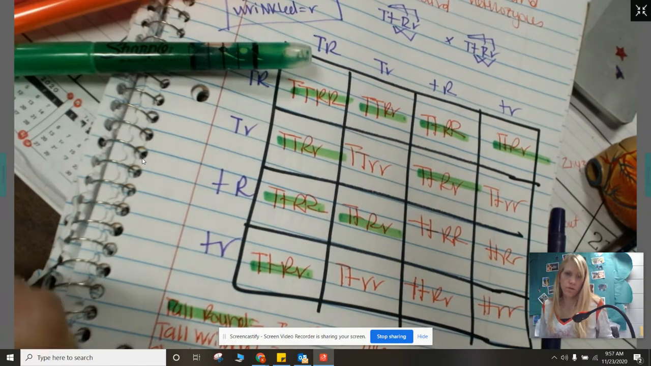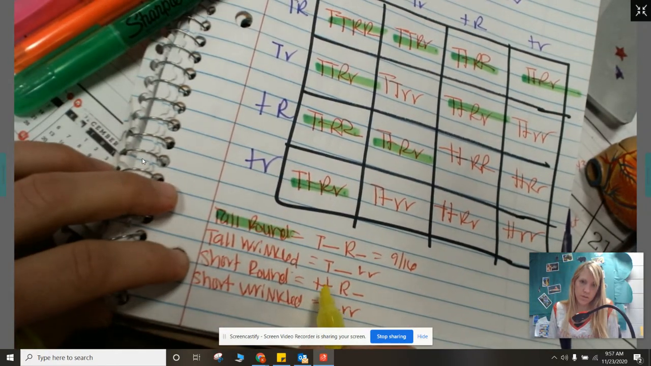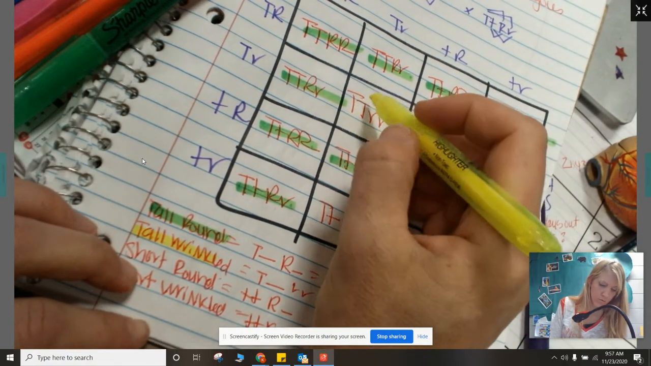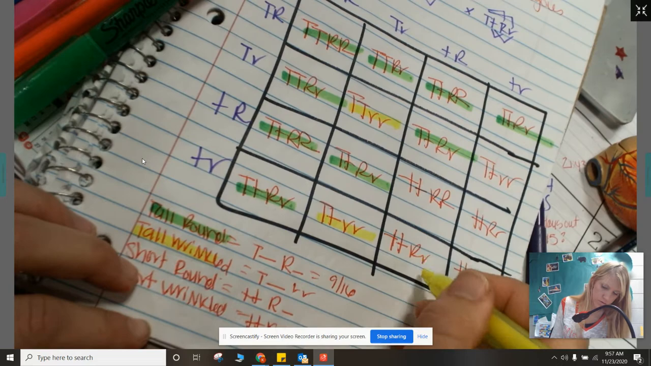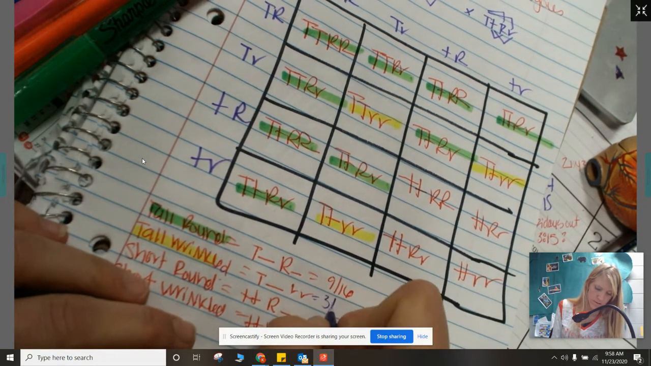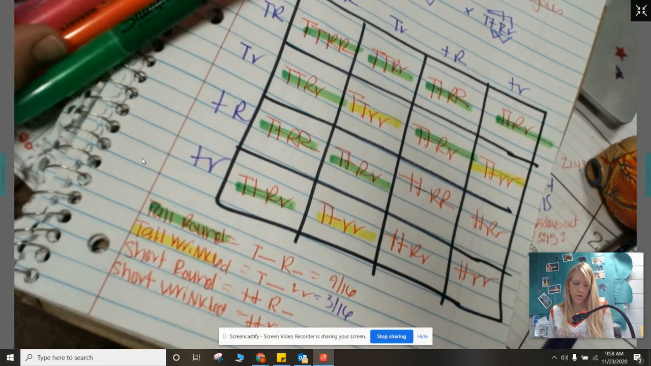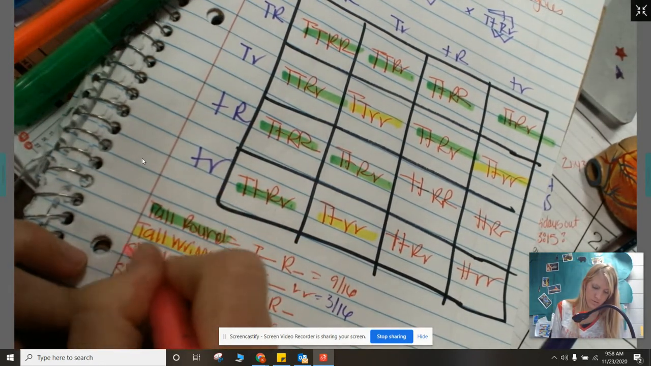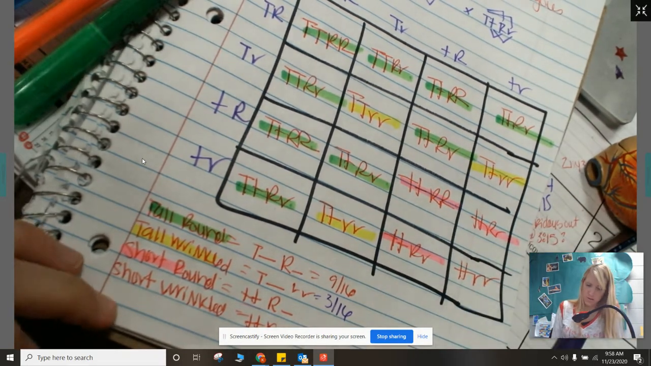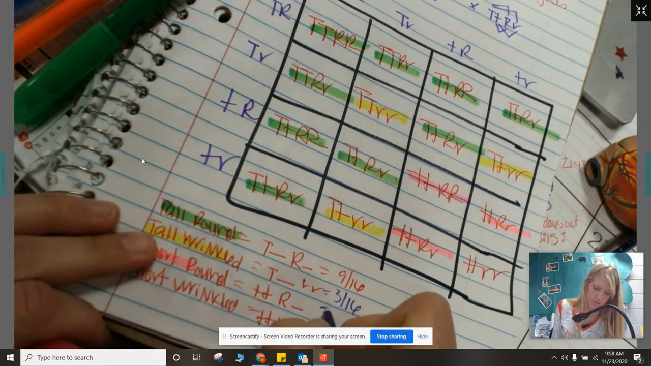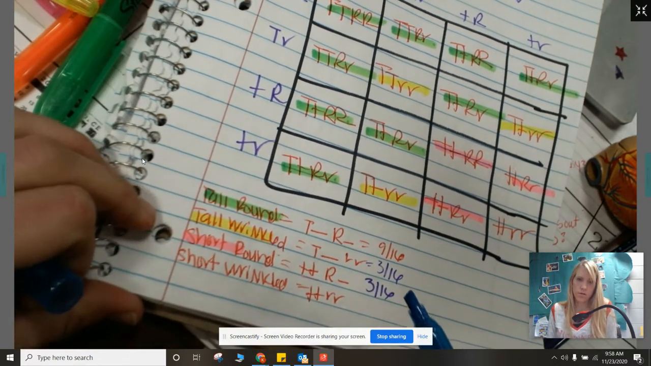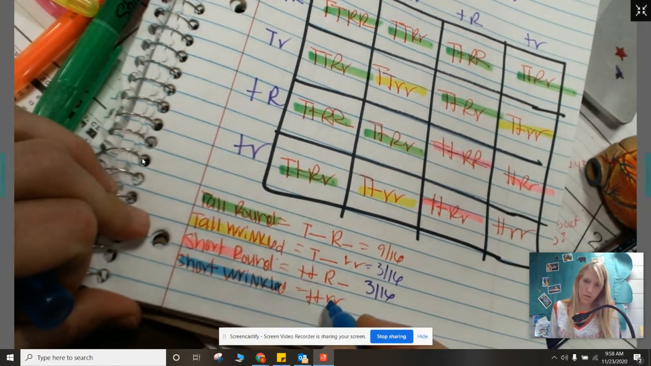All right, let's do tall wrinkled: big T, little r, little r. 1, 2, 3. 3/16. Okay, let's do short and round: little t, big R blank. 1, 2, 3. 3. All right, let's do short wrinkled: little t, little r, little r.